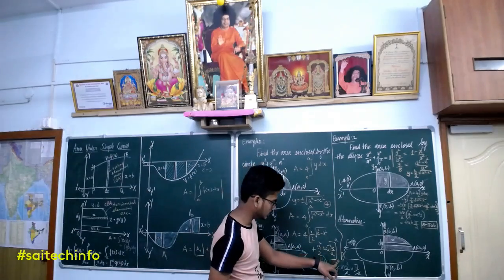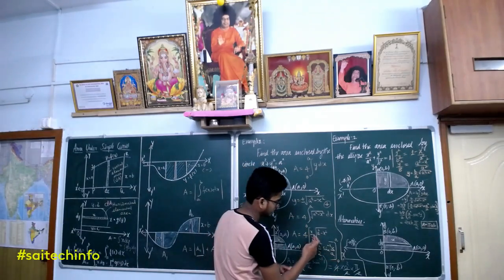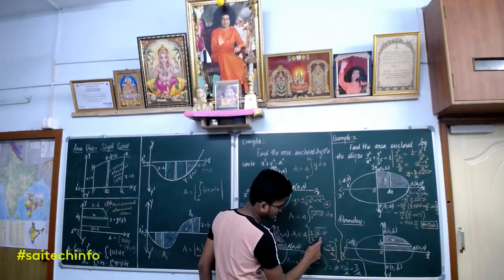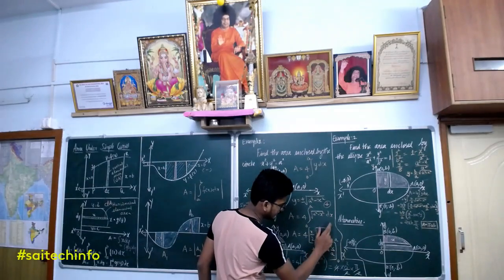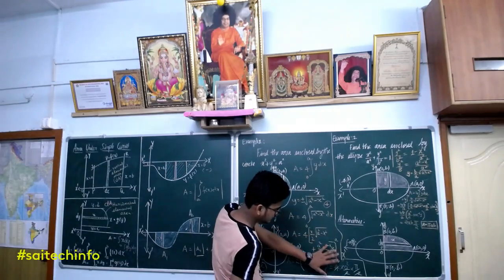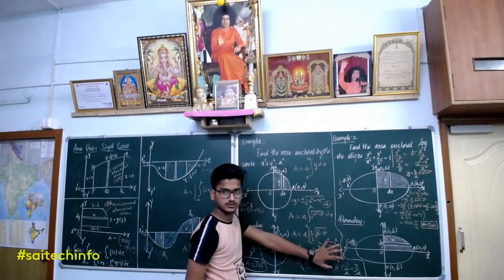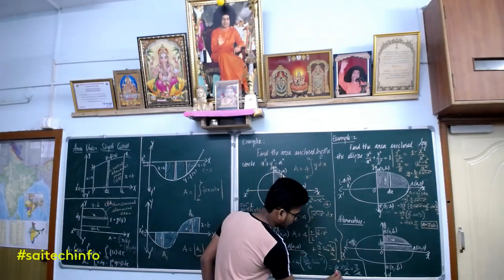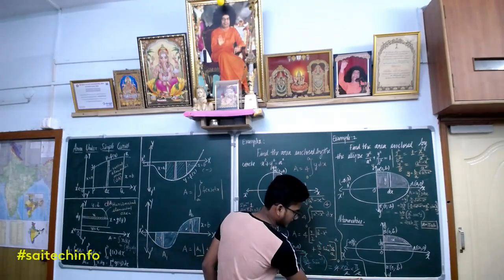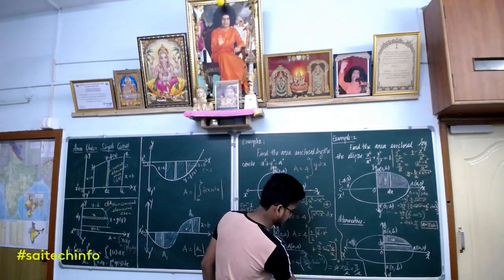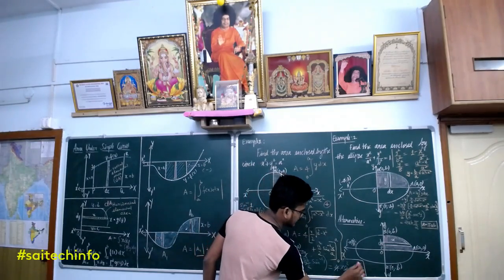When moving on to 0, the whole term becomes 0. On applying 0 here, this term becomes 0, and also here a square by 2, this term becomes 0. So the whole term becomes 0. So 4 into a square by 2 into pi by 2, 4 gets cancelled and we get the final answer as pi a square.